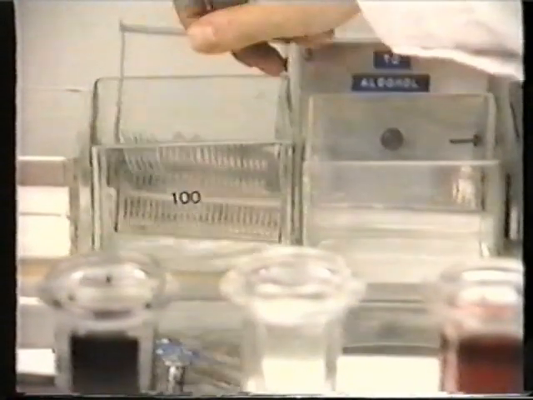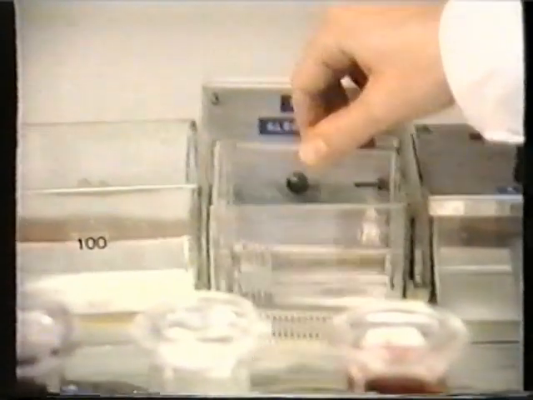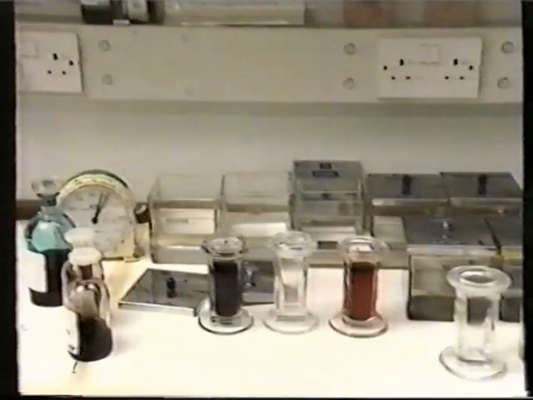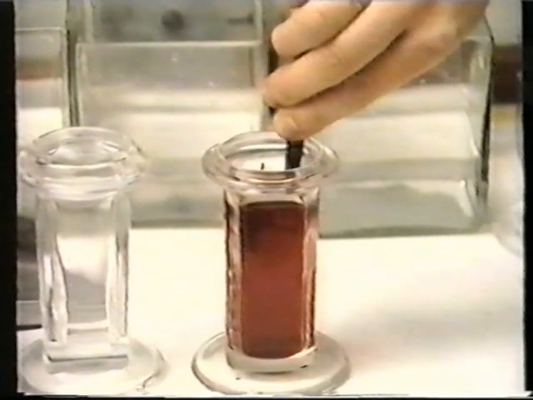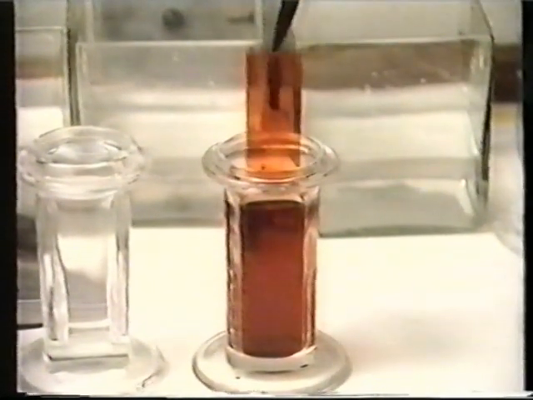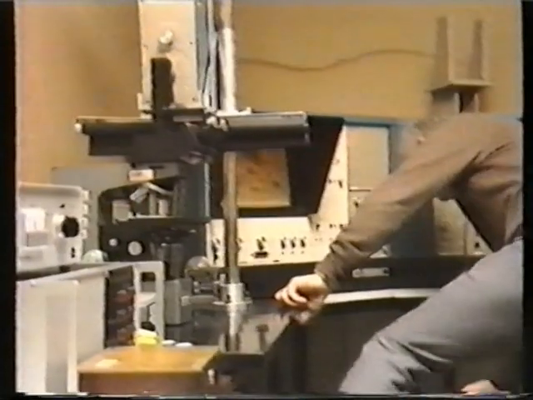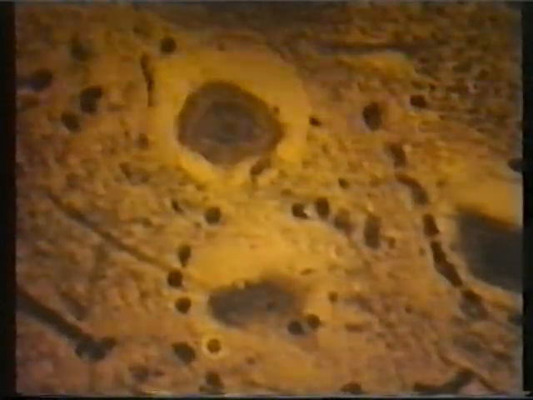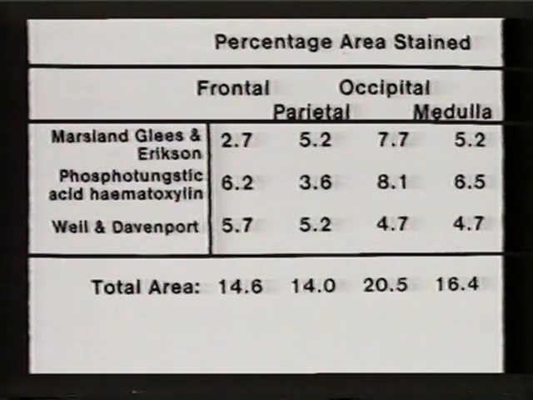We stained sections of frontal, parietal, and occipital lobes, cerebellum and thoracic and lumbar spinal cords, with Marsland, Glees, and Erikson's stain for neurons and their processes, phosphotungstic acid hematoxylin for astrocytes, and Weil and Davenport for oligodendrocytes and microglia, as well as the more general stains, hematoxylin and eosin, and Gallyas's. Using a Quantimet counter, we measured separately the total areas stained by each of these staining procedures. As we have noticed before, each procedure stains structures which account for only a small percentage of the section.